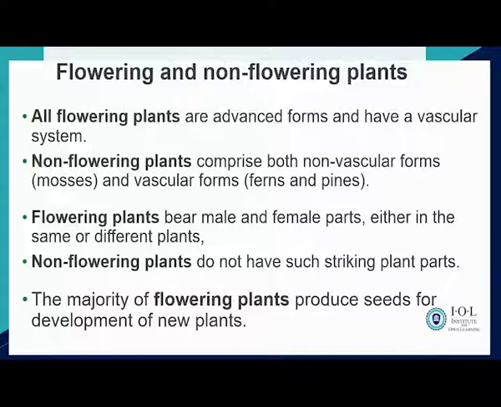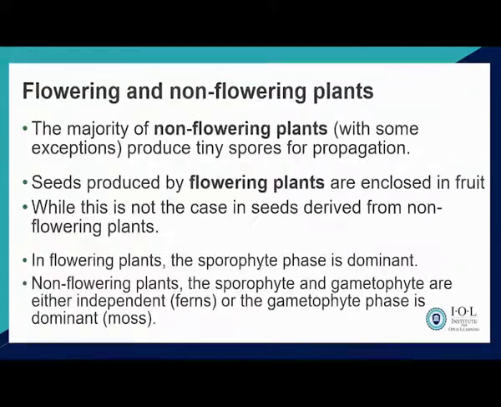The majority of flowering plants produce seeds for the development of new plants. The majority of non-flowering plants, with some exceptions, produce tiny spores, mainly just for propagation. Those spores are the ones that are used mainly for propagation.